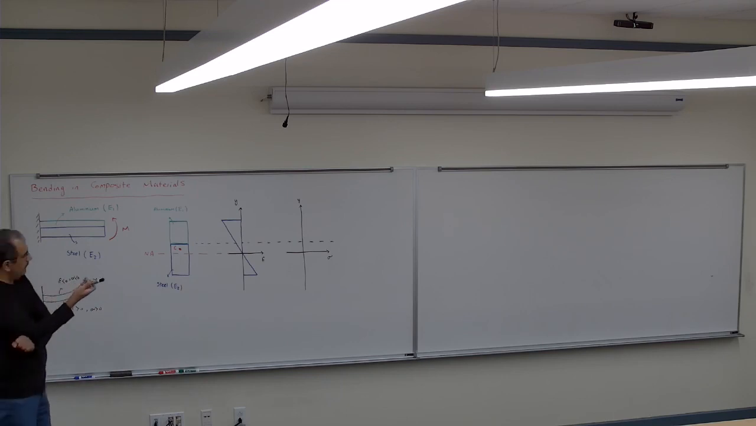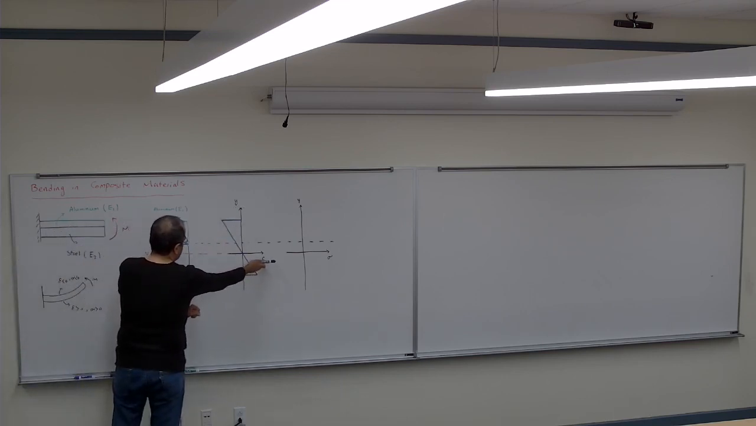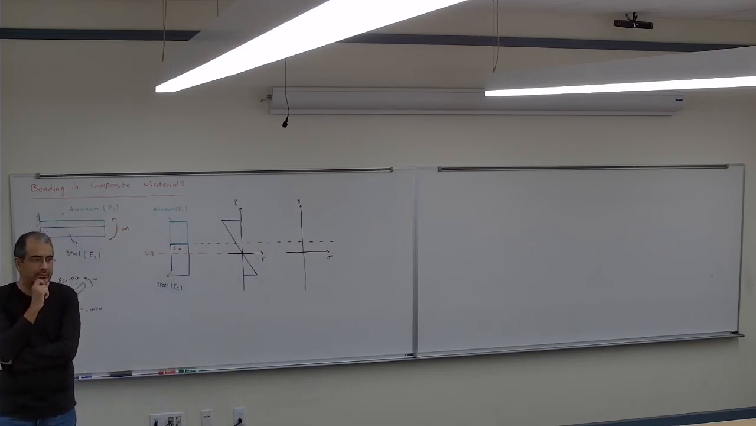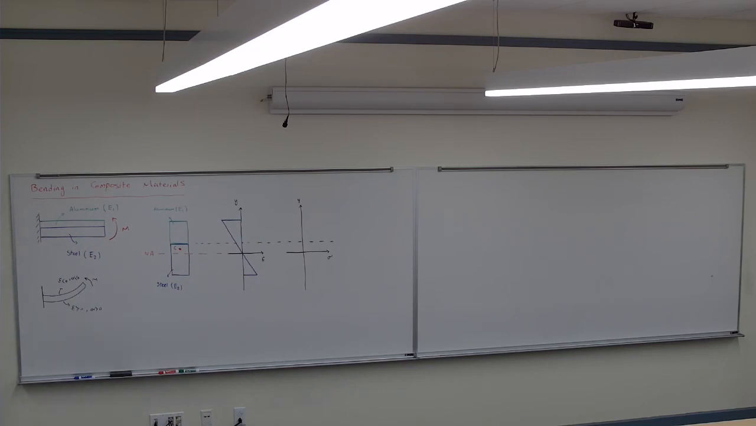Now, you said here that the epsilon, the strain, changes linearly. What about the tension? What about the stress? Does it change depending on their elasticity? Yeah, so the one that has the largest elasticity is going to bear the larger load. So the stress is not going to be changing linearly like that.